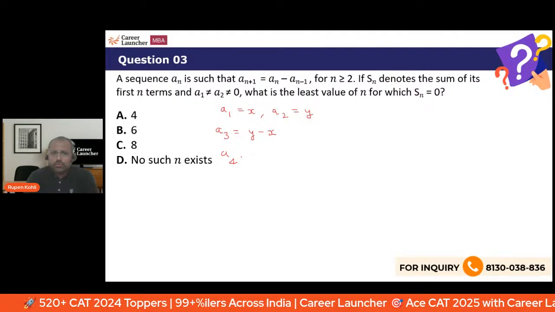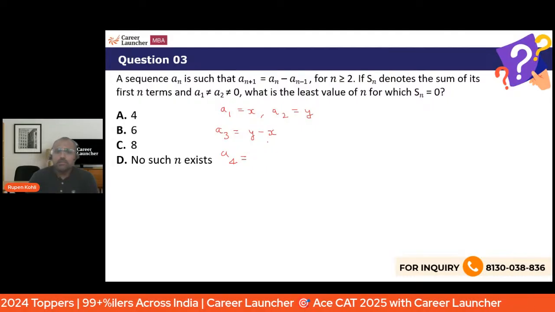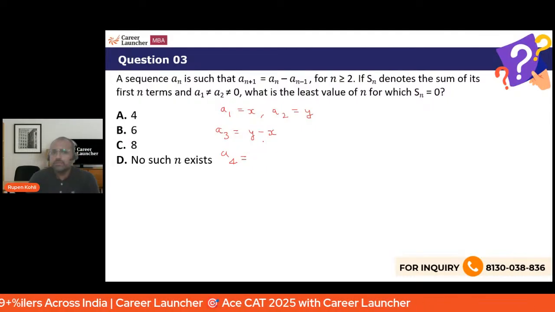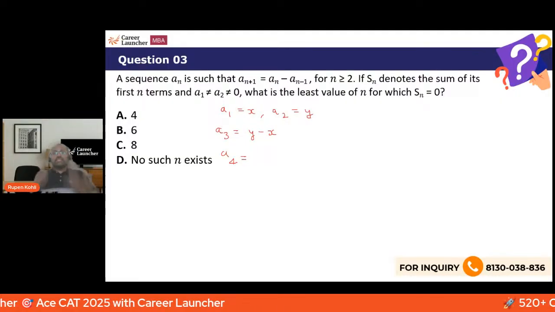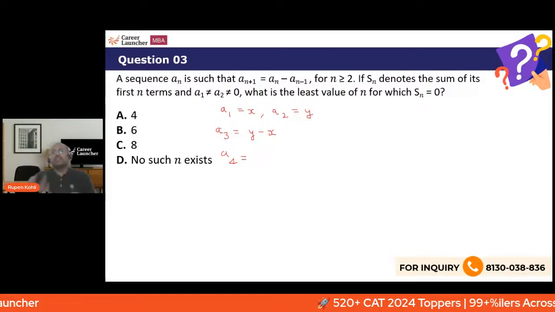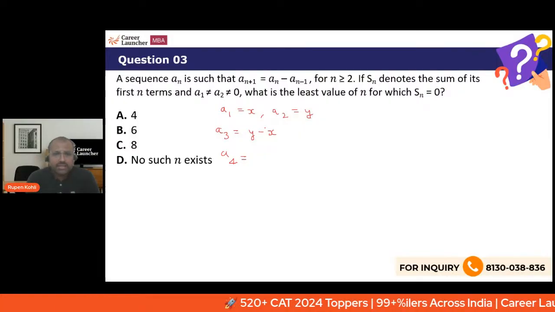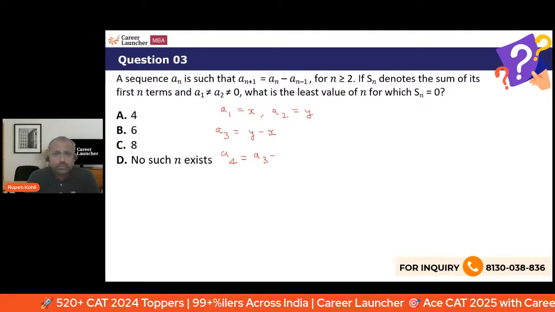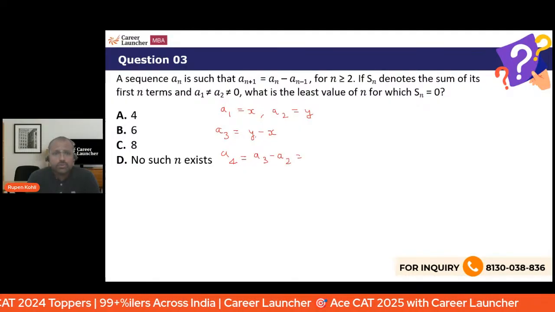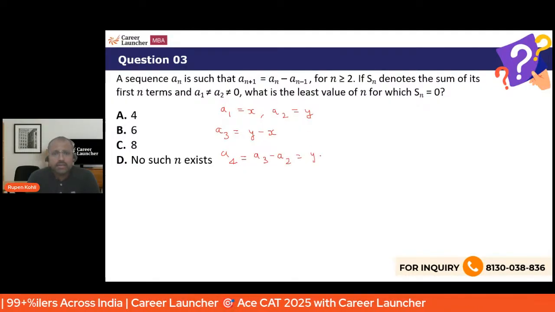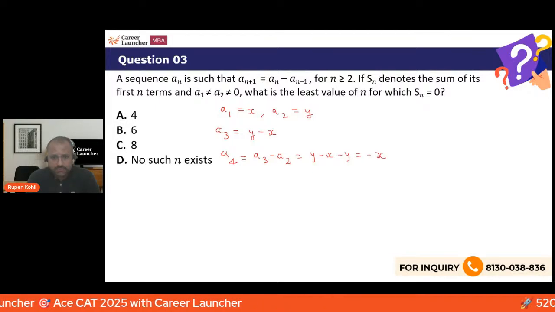Because there is nothing to do but only to check, right? So we have to start writing the first few terms as per the definition. A1 and A2 are the initialization of the sequence. Once they are known, then each term is known in terms of them, right? So A3 is y minus x, simply A2 minus A1. Likewise, A4, which is going to be equal to A3 minus A2. So y minus x minus y. So y and minus y will cancel, and I'm left with minus x, right?